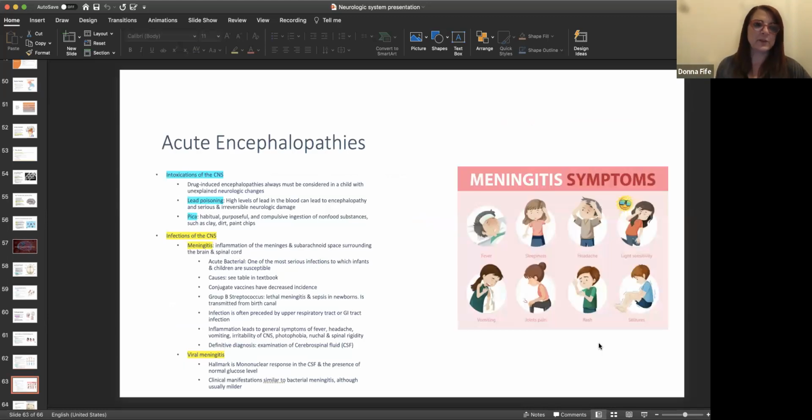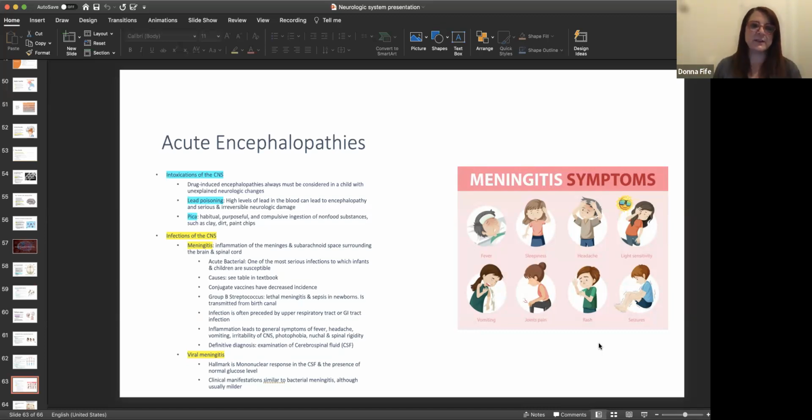Acute encephalopathies, intoxications of the CNS. Drug-induced encephalopathies must always be considered in a child with unexplained neurological changes. There can be lead poisoning, in which high levels of lead get into the blood, and this can lead to encephalopathy and serious irreversible neurological damage. Pica, which is a habitual, purposeful, and compulsive ingestion of non-food substances such as clay, dirt, and paint chips.